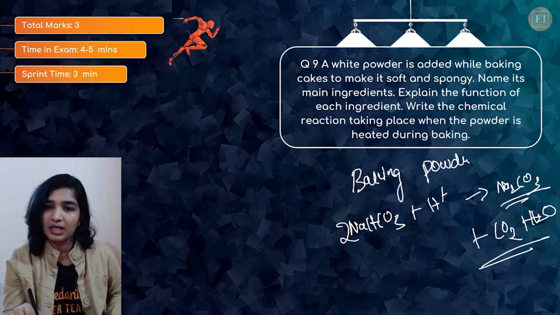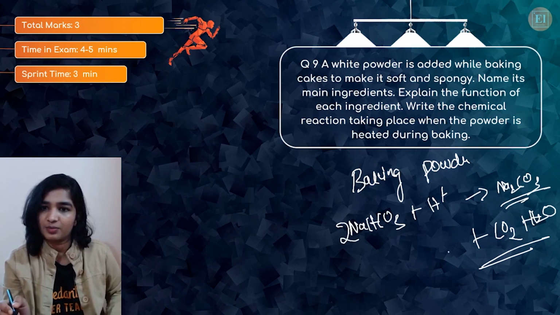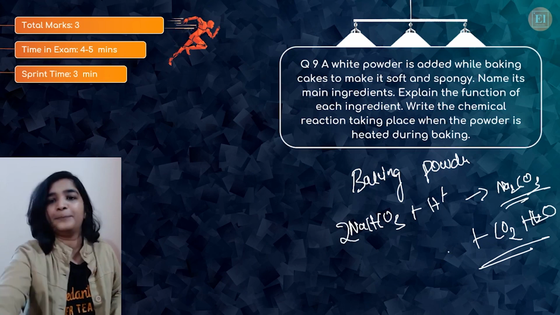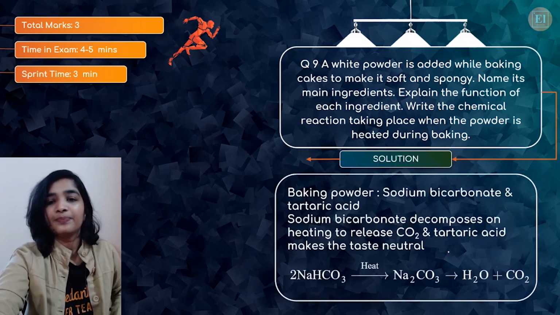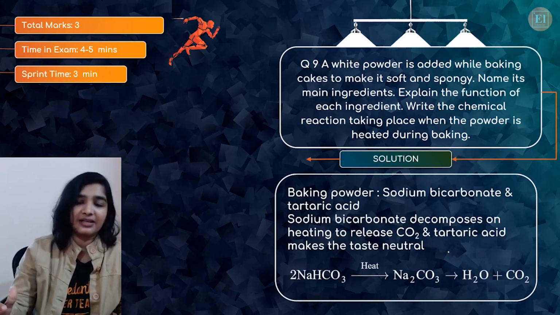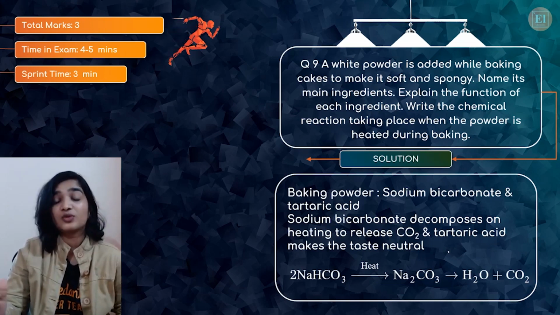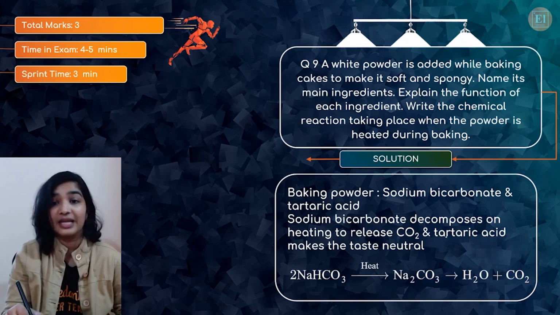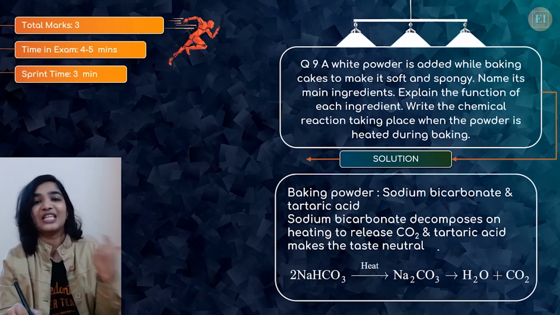2Na, Na2, done. Okay, I guess this is balanced, right? So baking powder: sodium bicarbonate and tartaric acid. Sodium bicarbonate decomposes on heating to release carbon dioxide, and tartaric acid makes the taste neutral.